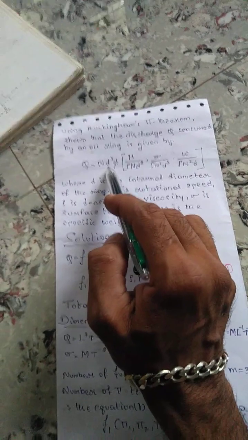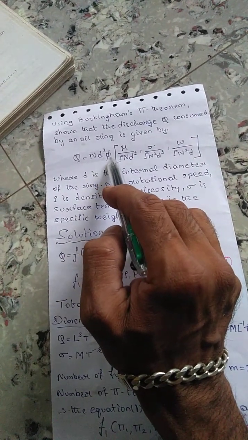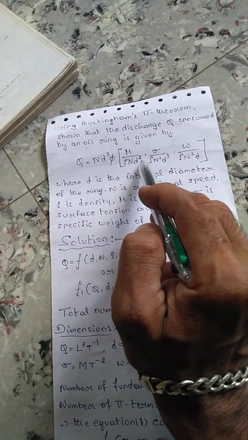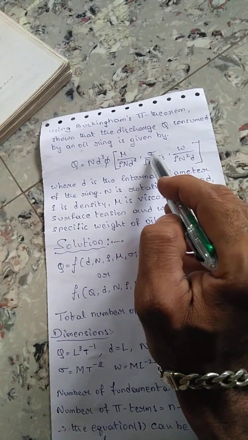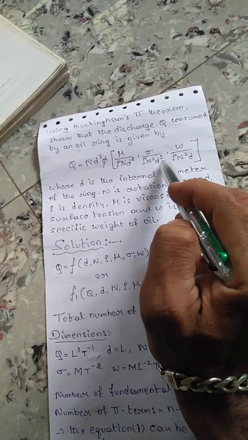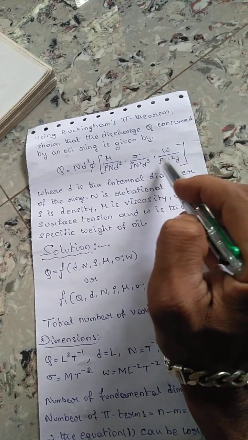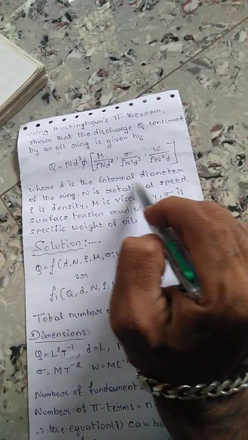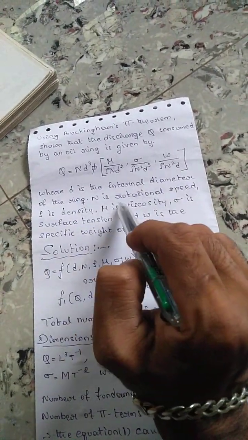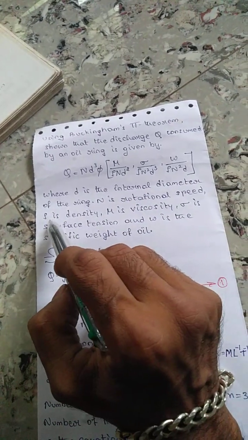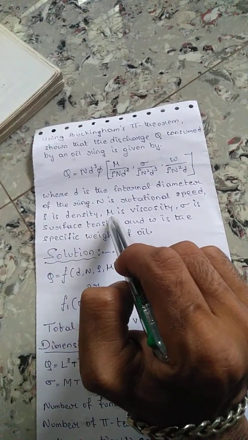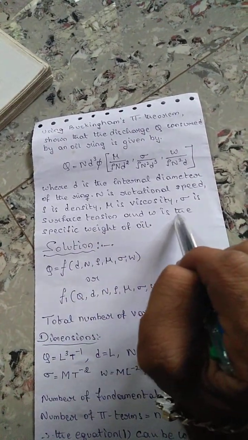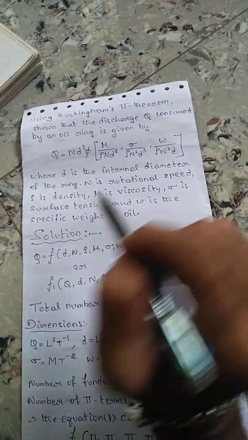to N d to the power 3 phi bracket open mu divided by rho n d square comma sigma divided by rho n square d cube comma w divided by rho n square d close, where d is the internal diameter of the ring, n is the rotational speed, rho is the density, mu is the viscosity, sigma is the surface tension, and w is the specific weight of the oil.